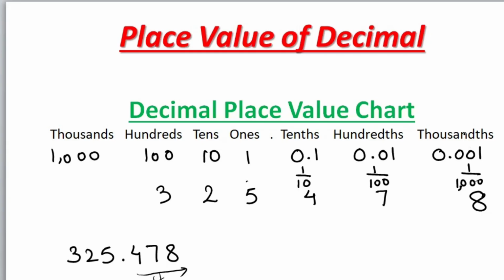Now we understand what the decimal place value chart is and how to place the number in the decimal place value chart. Now let's go and learn how to find the place value of decimal. Okay, let's take some example to learn the place value of decimal. For example, 478.369. So what will be the place value of 3, 6 and 9 here?